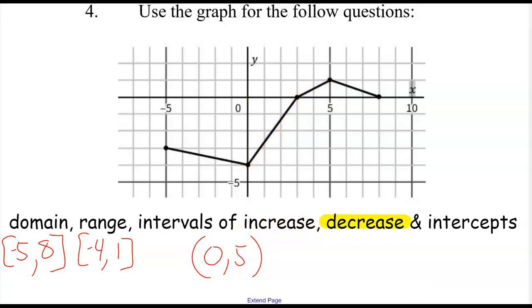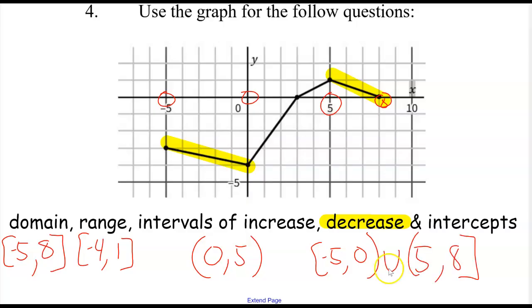Intervals of decrease. Where does it go down at? There's two of them, from here to here and from here to here. So that is this number here, -5 to 0. So I have that one. I put a bracket on -5 because we got a closed-in circle. And then 5 to 8. So I put a bracket on the 8, and I got 5 to 8, parentheses around the 5.